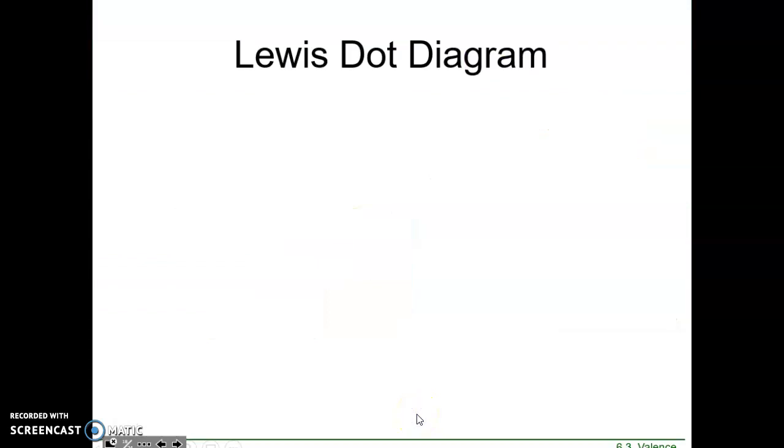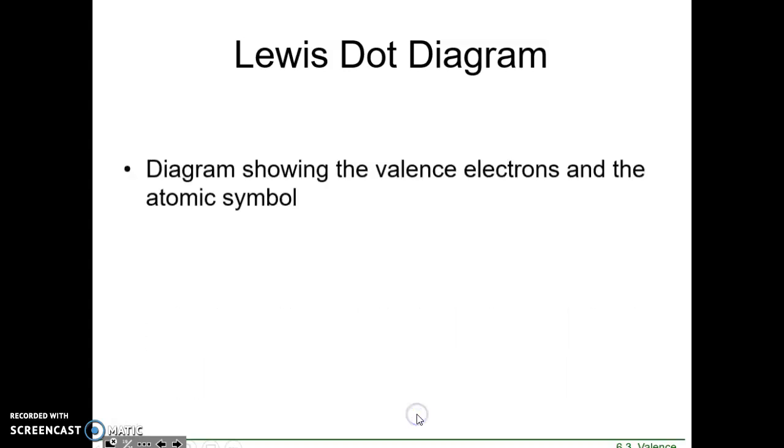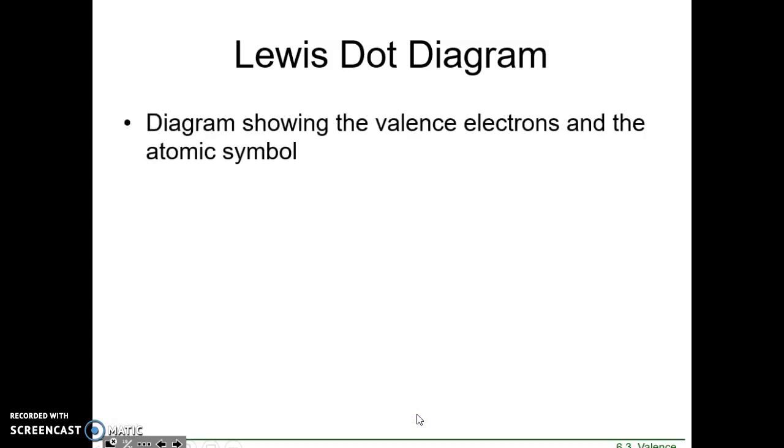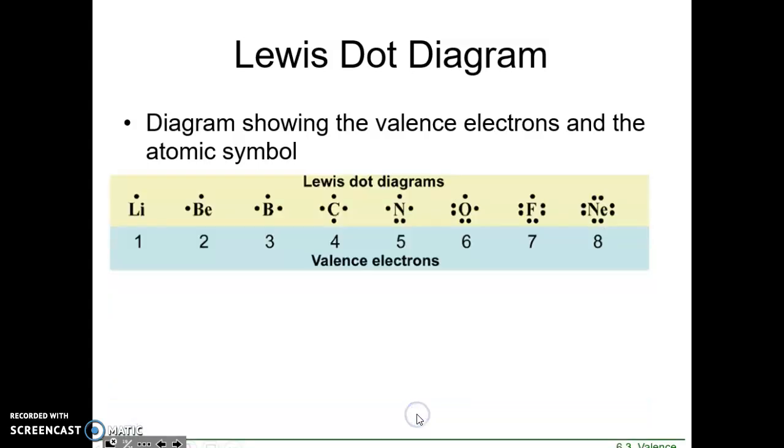Okay, how do we do Lewis dot diagrams? These are going to be pretty useful. So what we do is it's a diagram showing the valence electrons and the atomic symbol. So please write this down, Lewis dot diagrams. Li with 1 dot, 1 valence electron. Beryllium has 2 dots. You see we're just going around. I like to go around clockwise. This one, the book goes around counterclockwise. It doesn't really matter.